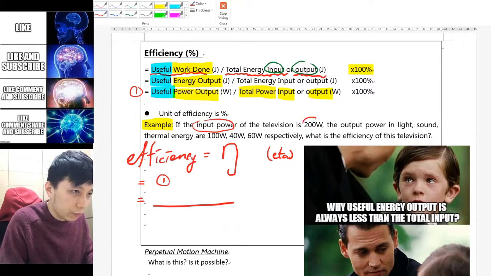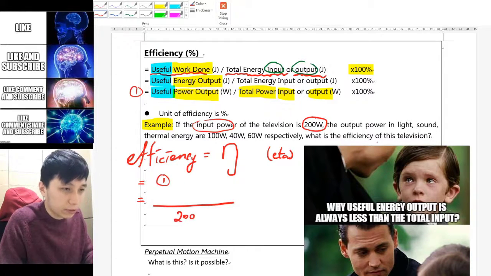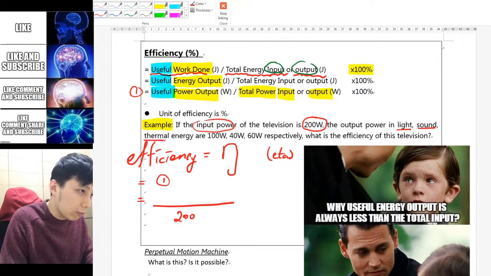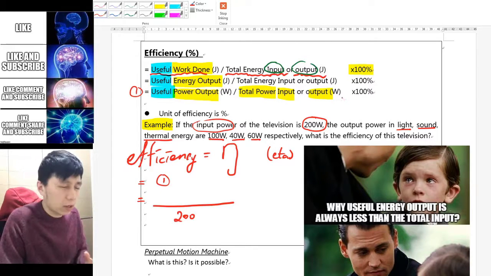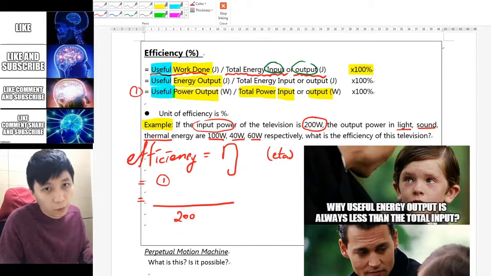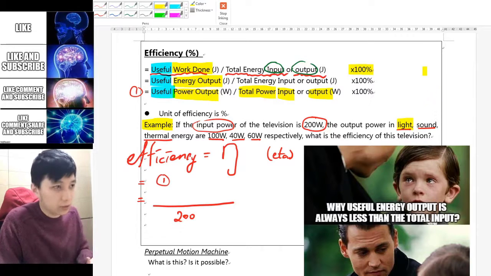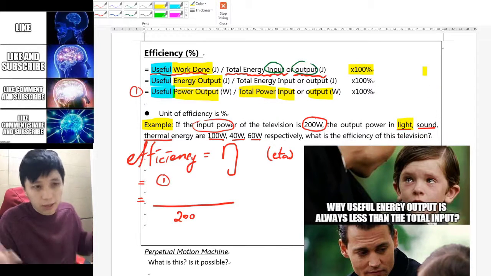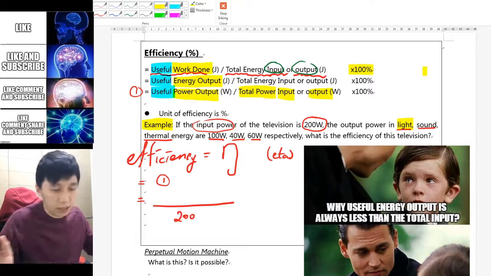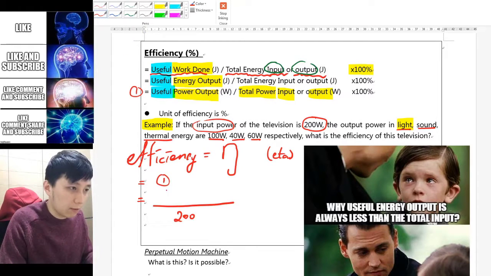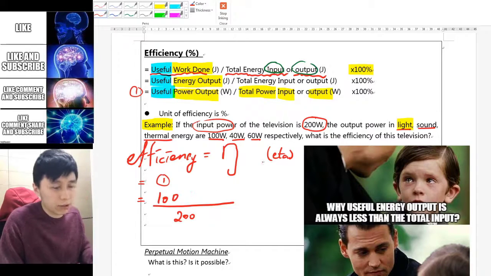We have 200 watts as the total power, I believe. So 200 will be written here. And then we have light, sound, and thermal energy with these three values respectively. Then you have to think about which one is useful. Think about that for a television. Of course, you would need the light because you are watching the television, unless you are blind. So I assume you don't. That means it is useful. So let's put down 100 here.